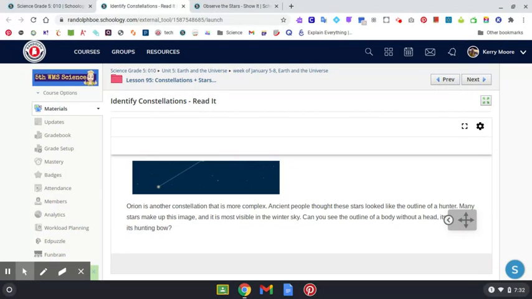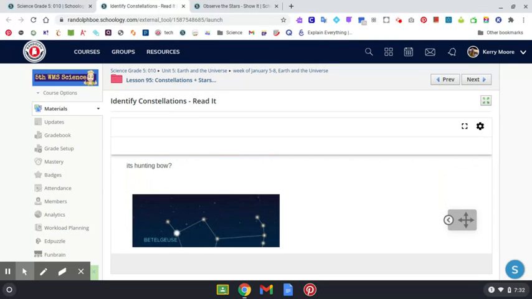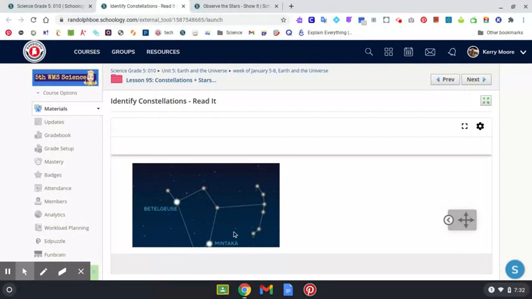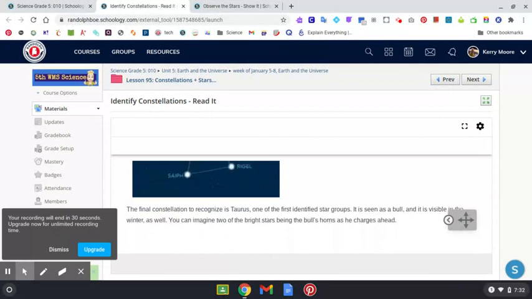Orion is another constellation. Here's Orion. You see the hunting bow? There is the hunting bow. There's the wood or the rubber or whatever that part is right there. And then that's the arrow, I guess you could say. And then this part is the bow. That's so cool that God made that. I just think that's so cool.